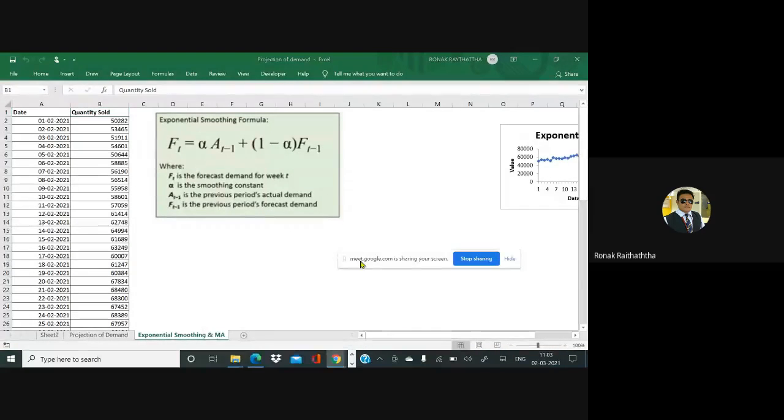Okay, so we are there in the third worksheet. The name of it is the exponential smoothing and moving average. These are two extremely well-regarded forecasting techniques. More than just forecasting, they also help you analyze the data and identify the trend and the reversal of the trend.